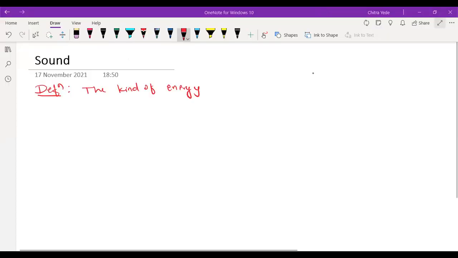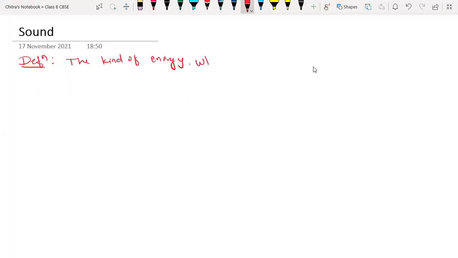Okay, the kind of energy which produces the sensation of hearing. The kind of energy which is produced due to vibration of particles and which produces the sensation of hearing is called as sound. Okay, it's called as sound, beta.